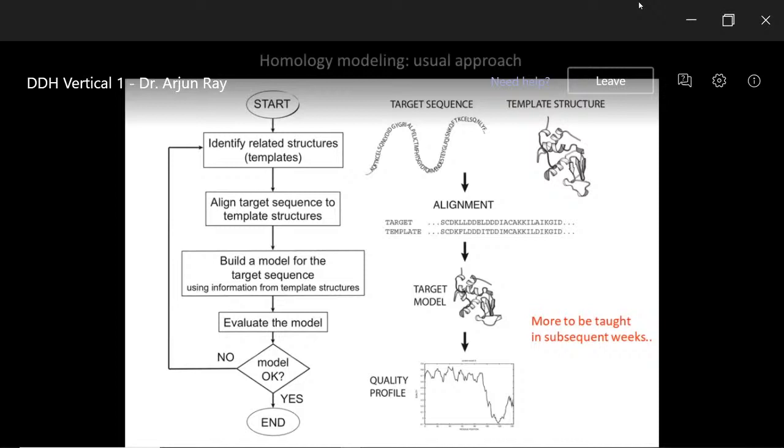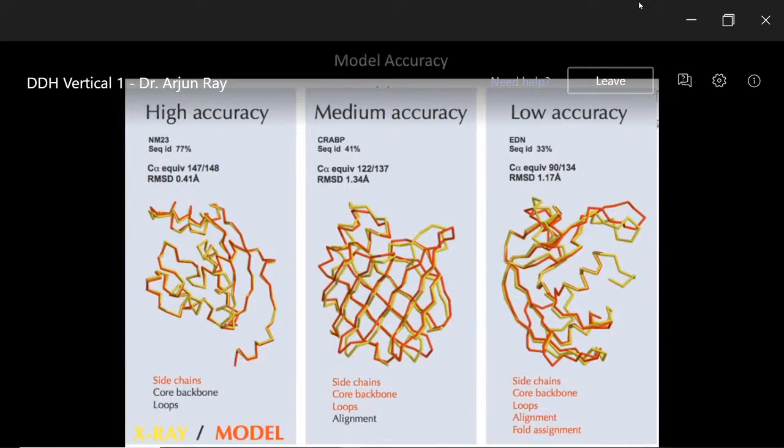Here is the usual outline of homology modeling, in which homology means same or similar. Without going into detail, as this will be taught extensively by other experts in the field, the protocol starts with your protein sequence of interest and finding a template structure. After alignment, we build a model, and this model is assessed for its correctness. The only take-home message I would like to share is that with higher sequence identity between your query sequence and your template sequence, the better shall be the quality of your model. Here we can see that as the sequence identity goes from 33% to 41% to 77%, the model accuracy and quality also increase.